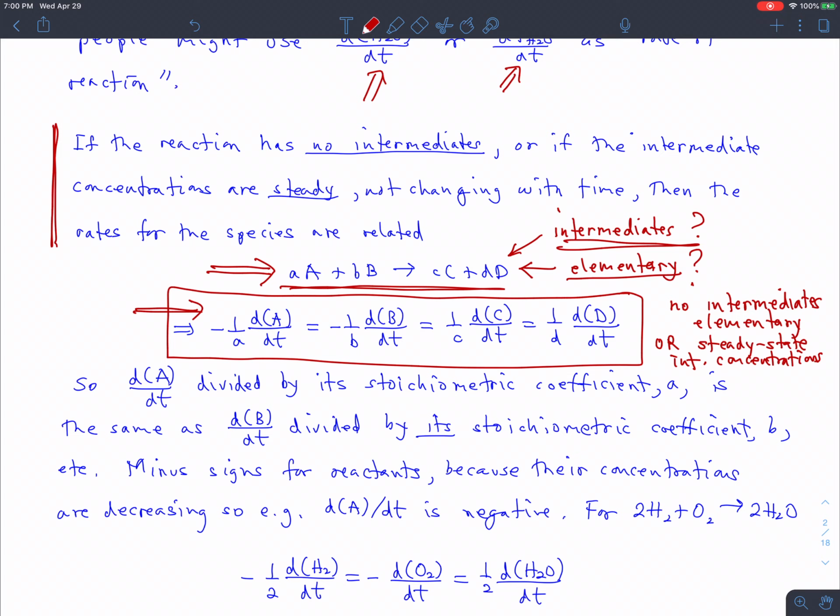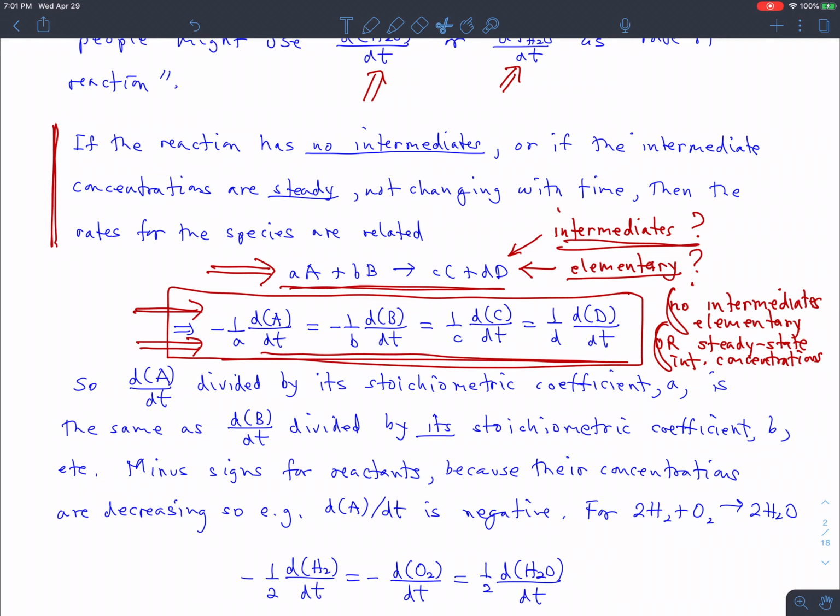That covers a good deal of the time. Very often the reactions we're talking about are elementary, and then there are no intermediates. And even when it's not an elementary reaction, very often the intermediate concentrations are at steady state, and then these relationships will hold anyway. But there are circumstances where they don't hold. So these are useful relationships, and we'll talk about them and use them a lot, but remember that there are circumstances where they don't hold.